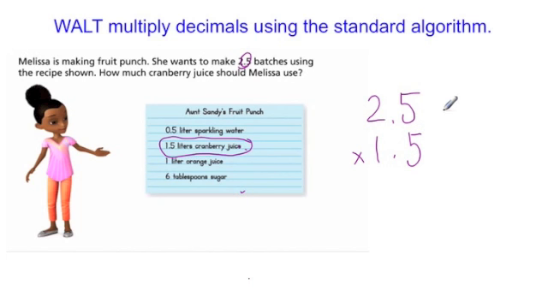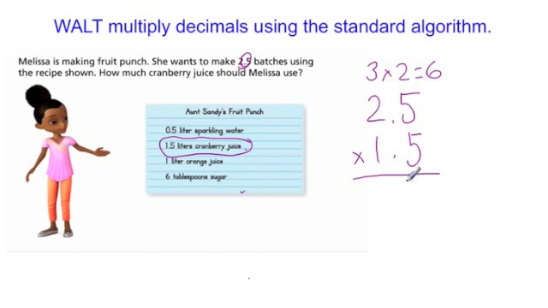Now what I would really love for you to do is first to just quickly estimate. Doesn't have to be a big estimation, but I look here, 2.5 to me is close to 3, or if I round up to the nearest whole number, this can be rounded up to 2, so my answer could be about 6. So it will not be 60, it won't be 0.6, it will be about 6.